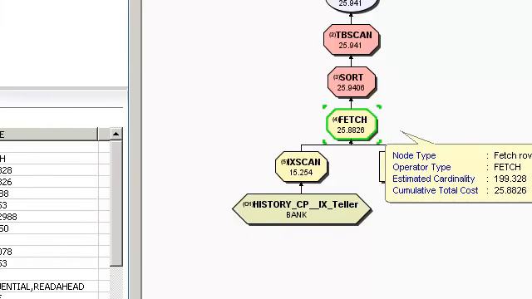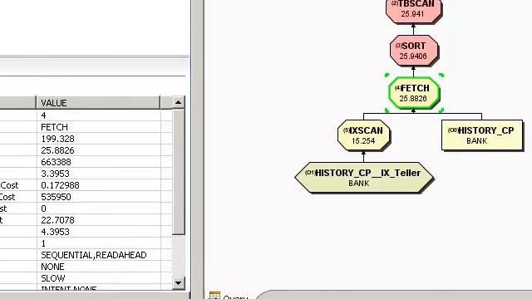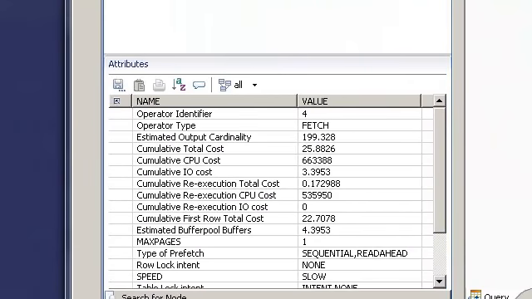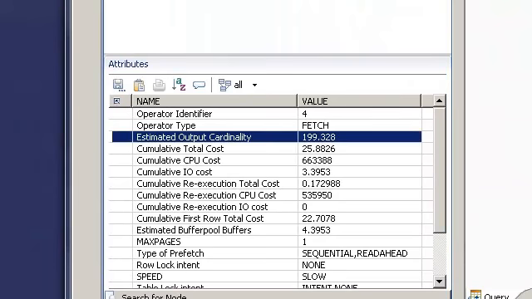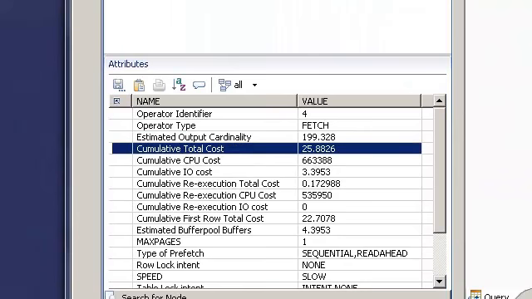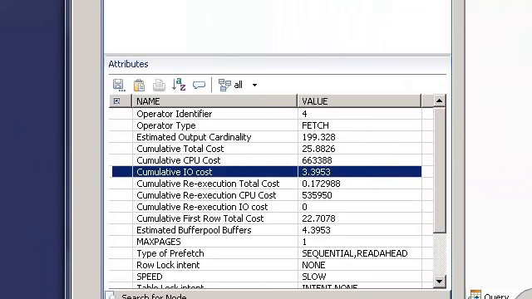When we look at the fetch operation, the estimated cost now is a little over 25. Remember, it was 2,200 before. That includes the cost of the index scan. So again, the estimated cardinality is 199, total cost of 25, so a little less than 26. The I/O cost is 3.3.